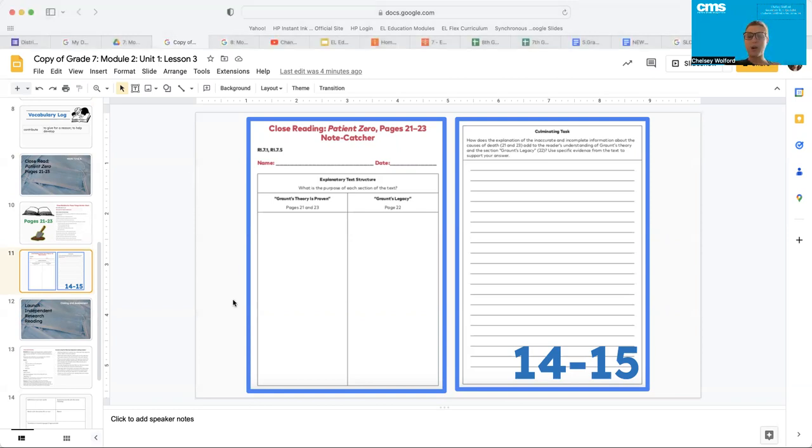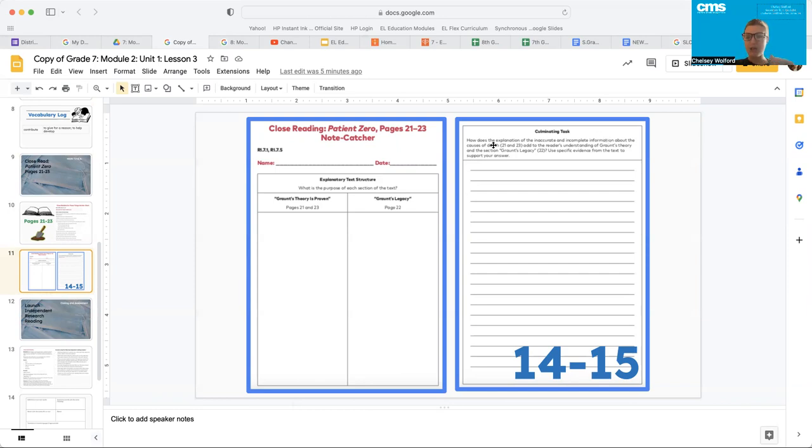So now this is where we're going to work to fill in our close reading note catcher. So we're going to be kind of looking at the purpose of each section. So we've got Graunt's theory is proven, and that's pages 21 and 23. And then Graunt's legacy is page 22. You guys are answering this question: What is the purpose of each section? So this section and this section in those boxes.